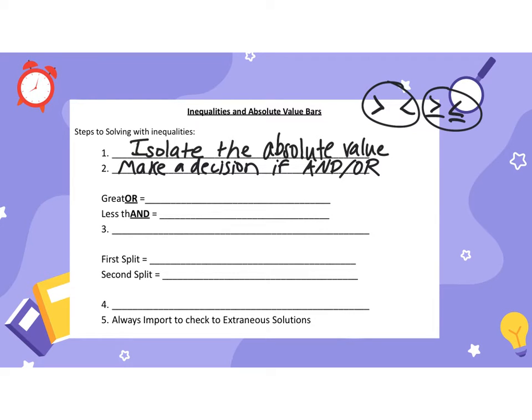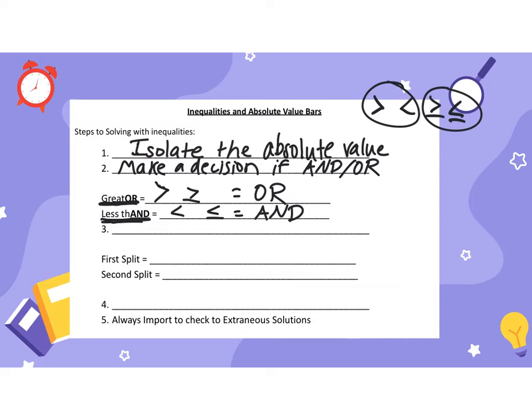So once it's isolated, all you got to do is look at the sign. If it's a greater than sign, so greater than or equal to, then it's going to be an or, okay? If it's a less than sign or a less than or equal to, then it's going to be an and. Think about the words greater and less than, okay? Sounds cheesy because it is, but that's going to help you to distinguish that and remember that. So if it's a greater than sign, it's going to be an or problem. If it's a less than sign, it's going to be an and. Okay, and we'll talk about what that means here when we do an example.